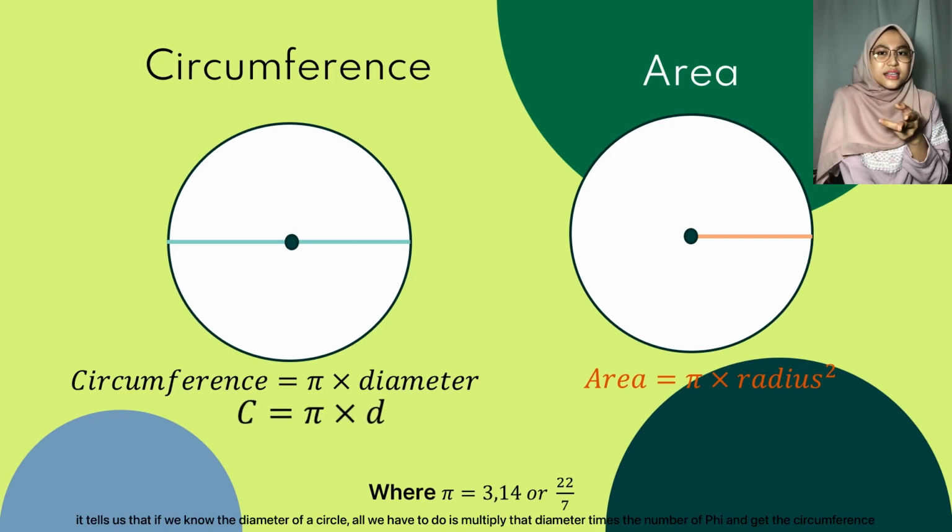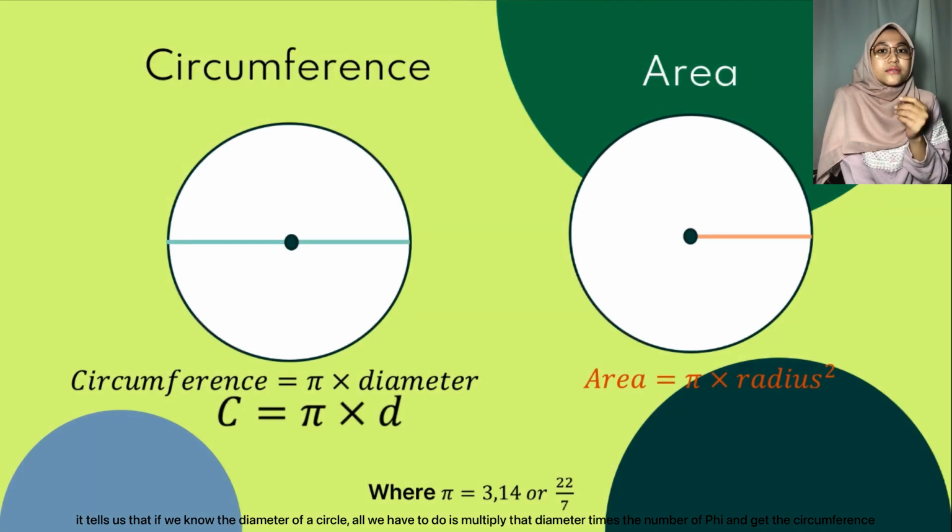It tells us that if we know the diameter of a circle, all we have to do is multiply that diameter times the number pi and get the circumference.